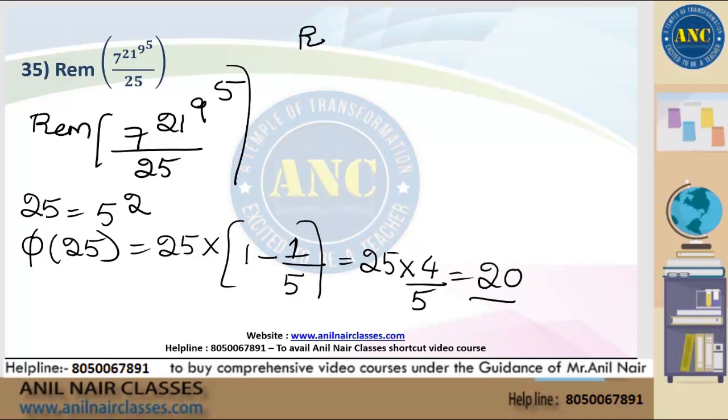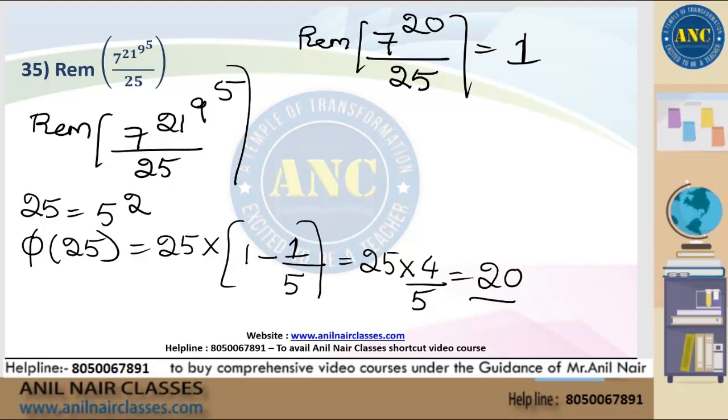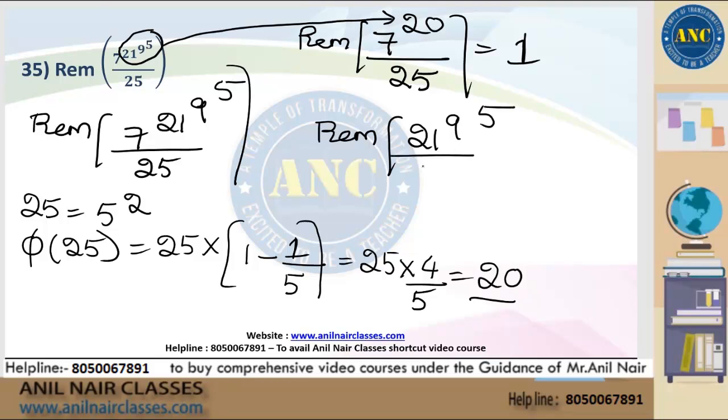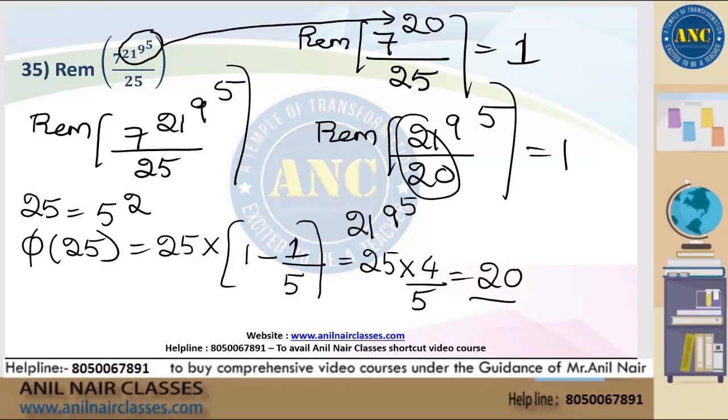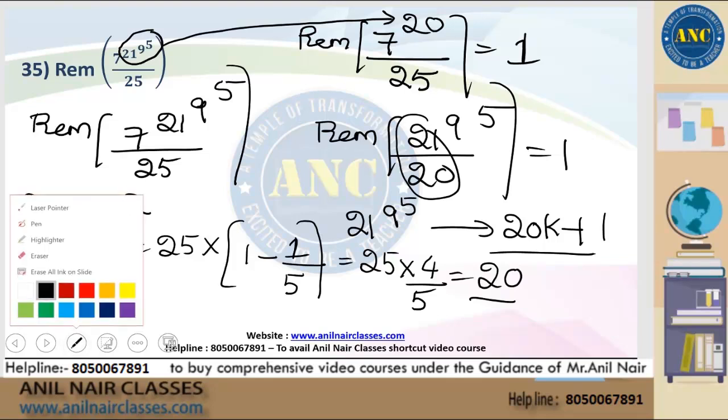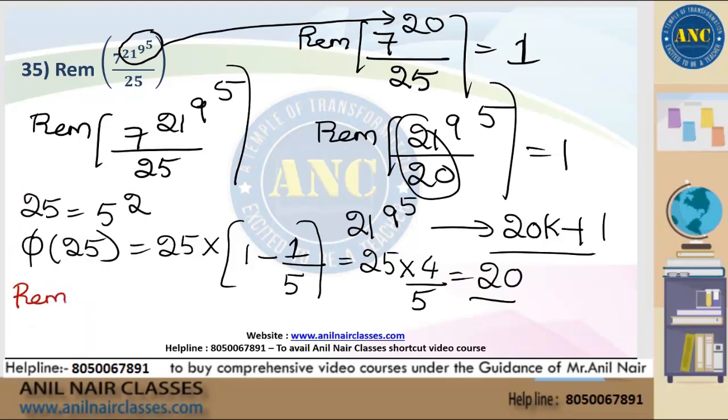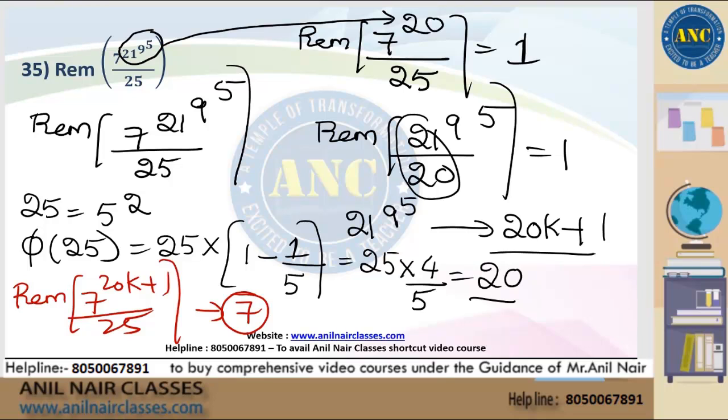So according to the concept, 7 power 20 divided by 25 will be 1 according to Euler's quotient function. Now this is the value which I require. Divide 21 power 9 power 5 by 20. 21s are 20, remainder 1. So 21 power 9 power 5 when divided by 20, I get a remainder 1. So it is 20k plus 1. So this will become remainder of 7 power 20k plus 1 when divided by 25. 7 divided by 25 is 7. I hope the idea is clear.